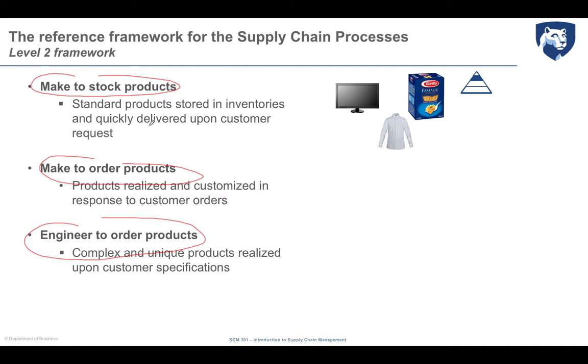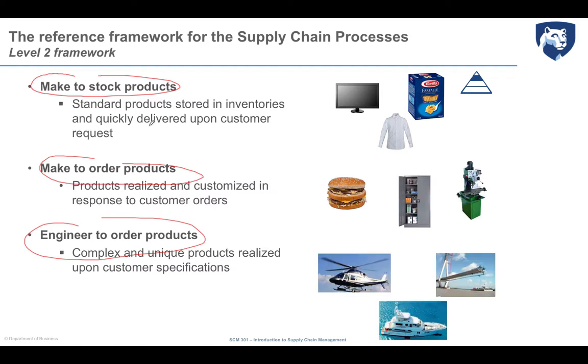They are produced and stocked and delivered to the customer when they are requested. Make to order instead are products realized and customized in response to a customer order, which means that the customer requests something and you realize the product after this request. A burger, furniture, or a machinery. The customer asks for that and the producer realizes it. Engineer to order products are instead products that are designed from scratch after the product is requested by the customer. Example, a bridge, a helicopter, an airplane, a ship. So there are complex and unique products relied upon customer specification.